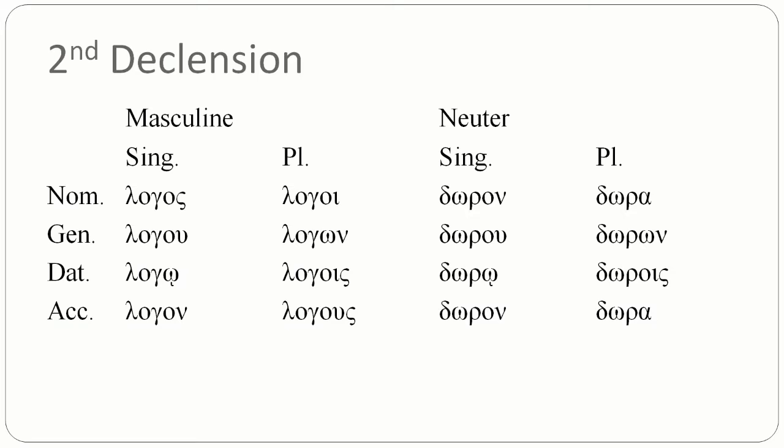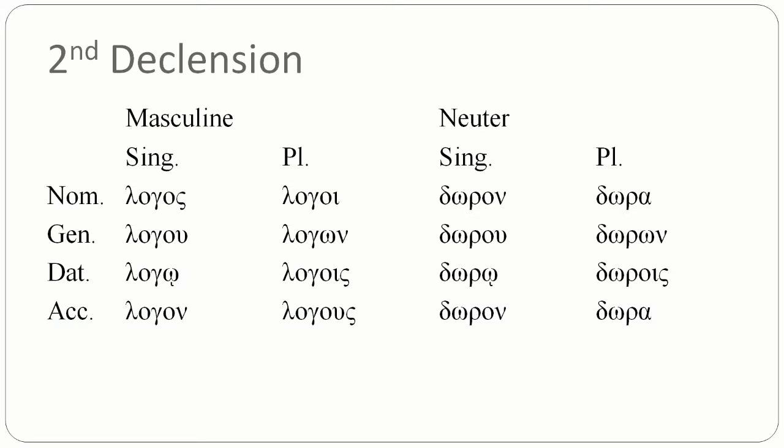Again, if you have a feminine word like hadas, the endings here are going to be identical. There is no difference between masculine or feminine in the second declension, unlike the first declension where there was a slight distinction between the masculine and the feminine.